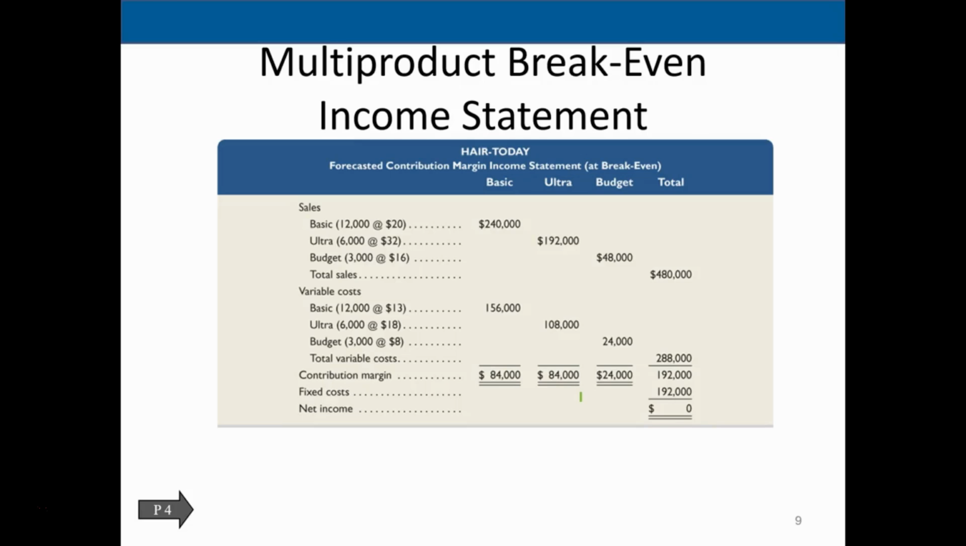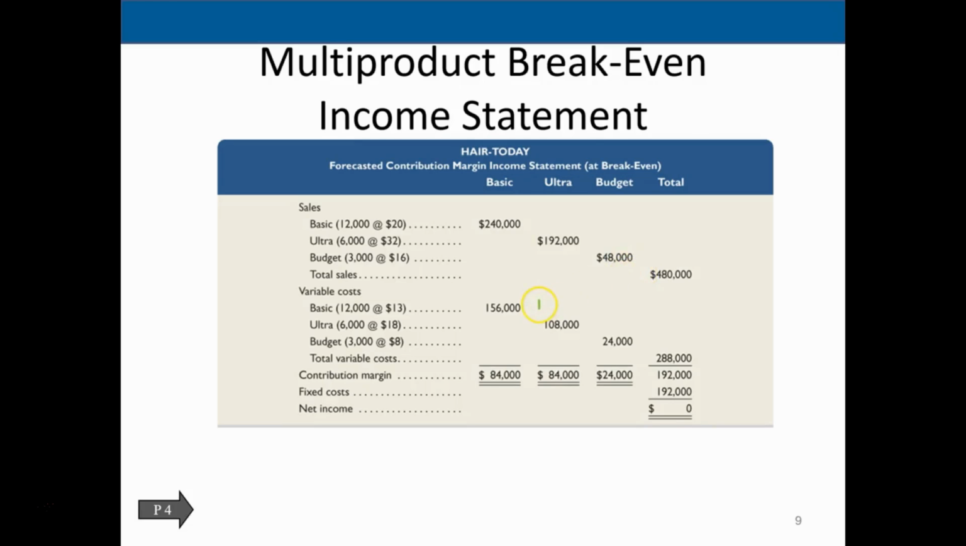So if we were to prove that, then we could do the proof here and say, well, if we sold 12,000 at $20, we'd come up with the 240,000. If we sold the Ultra 6,000 at 32, we come up with the 192,000. The budget 3,000 at 16, we come up with the 48,000. Those three add up to the 480,000.